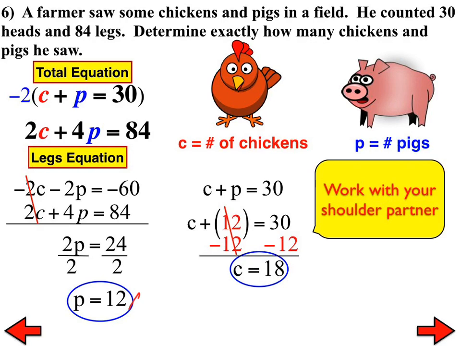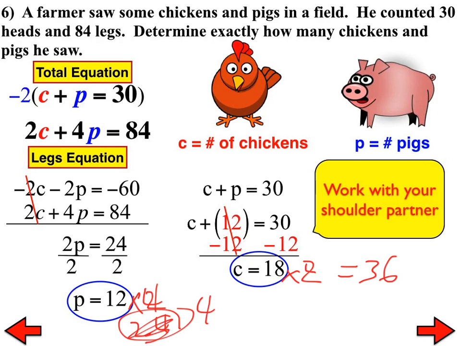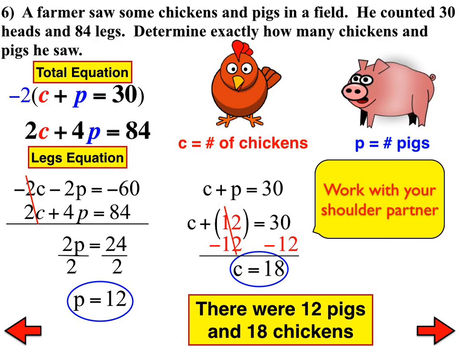pigs have 2 legs, so that's 24 legs there. Chickens have 4 legs, not... You did it the wrong way again. Oops, wrong way. 2 there, that's 36. And 4 there, that's 48. And that is 84 legs altogether. So that must be right. And that is it for today.